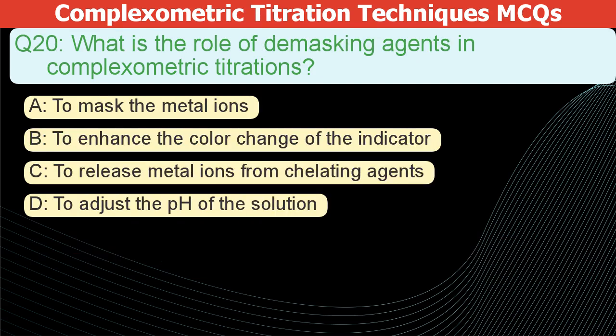What is the role of demasking agents in complexometric titrations? A. To mask the metal ions. B. To enhance the color change of the indicator. C. To release metal ions from chelating agents. D. To adjust the pH of the solution.